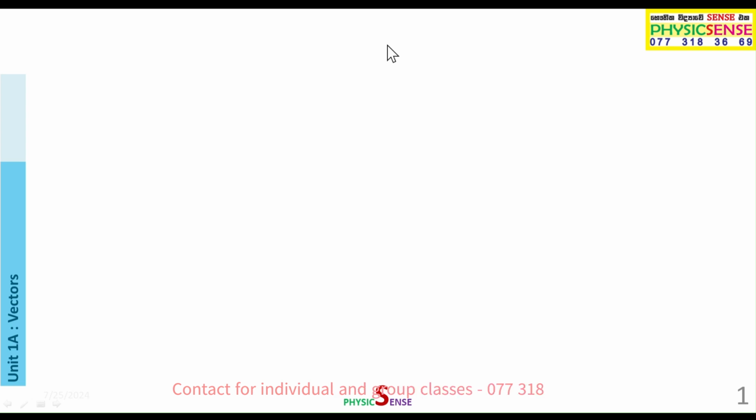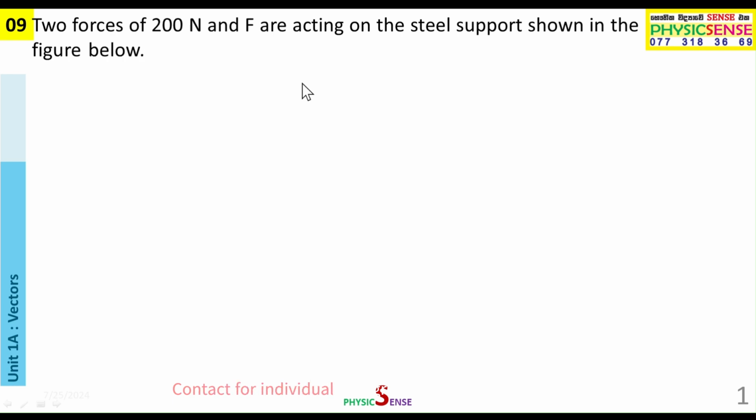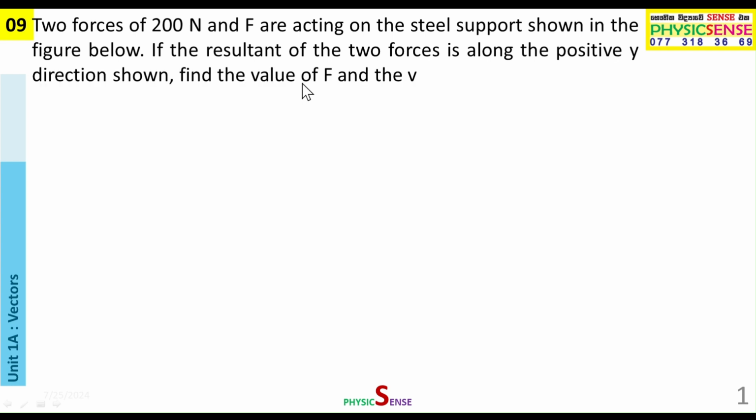Today we are going to discuss a physics problem with vector calculation. The problem is that two forces of 200 Newton and F are acting on the steel support shown in the figure below. If the resultant of the two forces is along the positive y direction shown, find the values of F and the values of the resultant force.